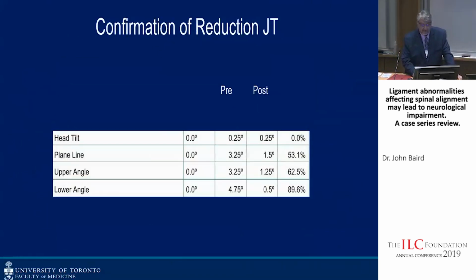We had 3.25 degrees on the plane line, came down to 1.5. The upper angle was 3.25, came down to 1.25, and the lower angle was 4.75, came down to 0.5 degree. That took a lot of long axis distortion off of the spinal cord. So while I don't have a CSF flow study or an MRI to prove it, I believe that by reducing that tension, the CSF was able to get down and lift the cerebellum up like a boat in the water, and it was able to get flowing again. And that's why he was able to see a resolution of his symptoms.